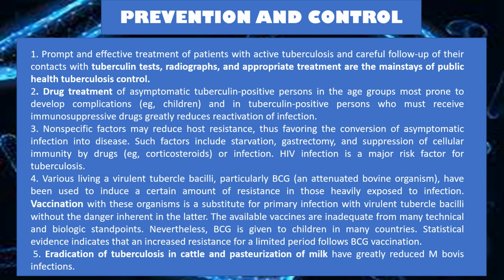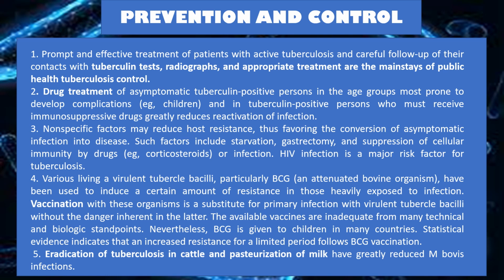Non-specific factors may also reduce host resistance, thus favoring the conversion of asymptomatic infection into disease. Such factors include starvation, gastrectomy, and suppression of cellular immunity by drugs. Examples: corticosteroids or infection. HIV infection is a major risk factor for tuberculosis.